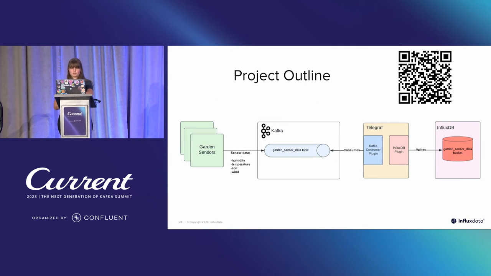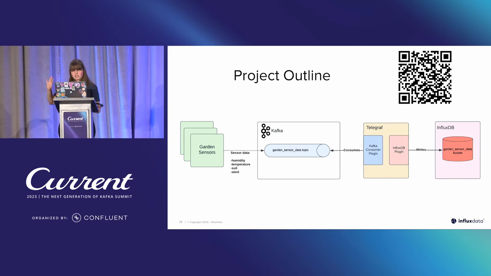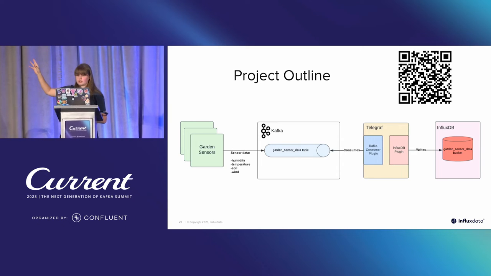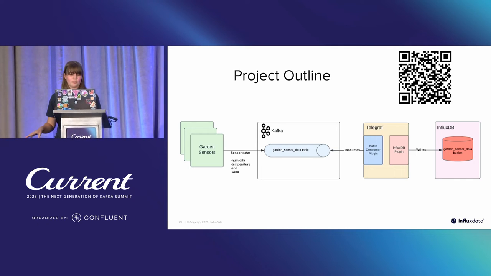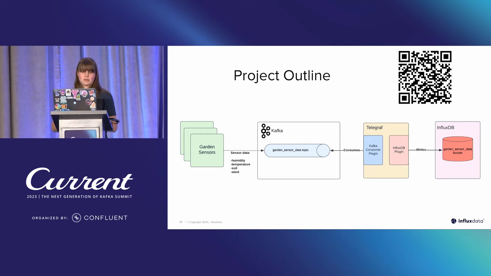So this is an actual project using Telegraf and Kafka together. The GitHub is available on this QR code, and I will have this at the end as well, so you don't feel like you have to take the photo right now. Basically, we have fake sensor data, garden sensors. It's a Python script that's creating fake data for us to ingest into our Kafka stream. Obviously, most of us here would have real data to ingest, but again, this is just a small project.